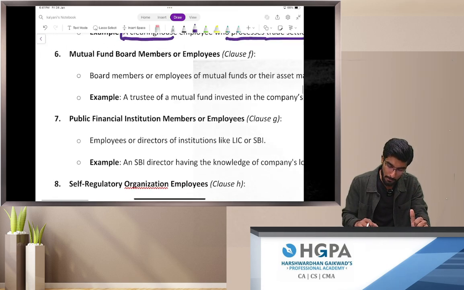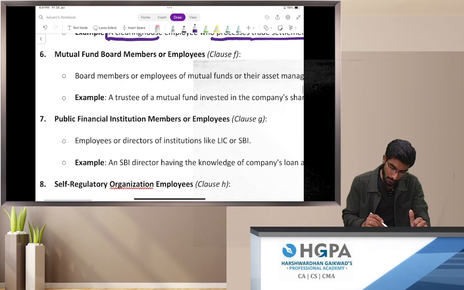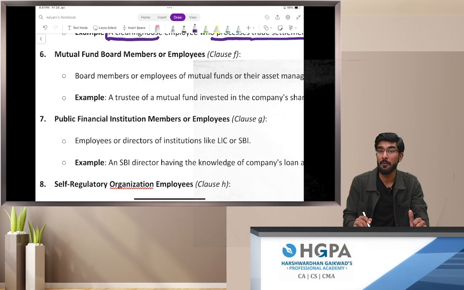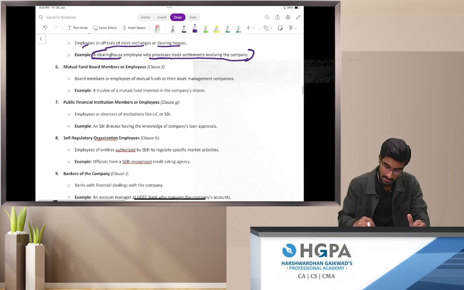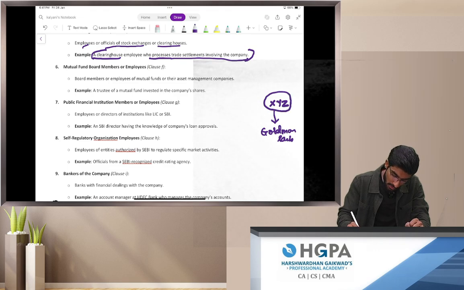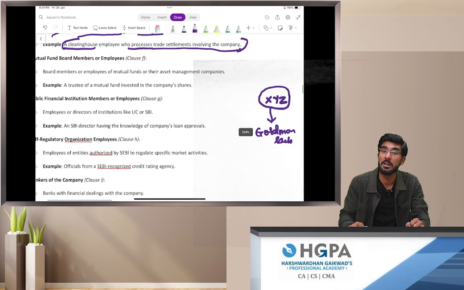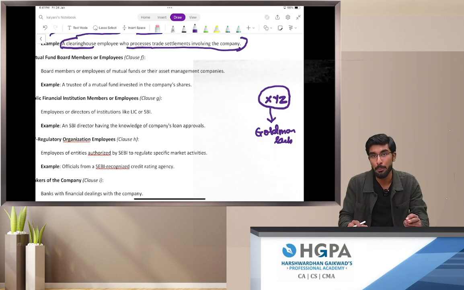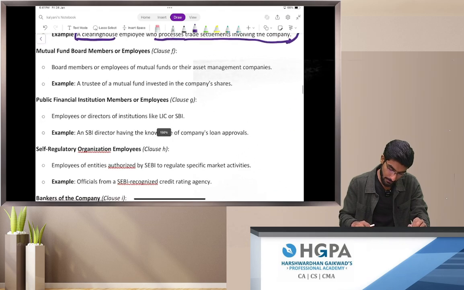Mutual fund board members or employees. Board members or employees of, let's assume, people, a mutual fund, let's say XYZ mutual fund, that has invested in Goldman Sachs. This mutual fund's board members and employees will also be called deemed to be connected persons.